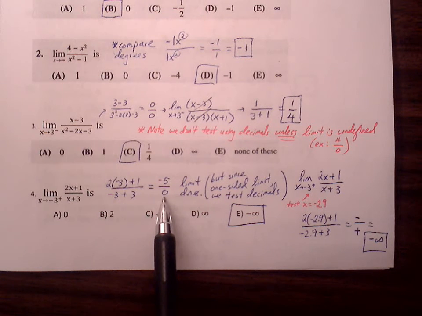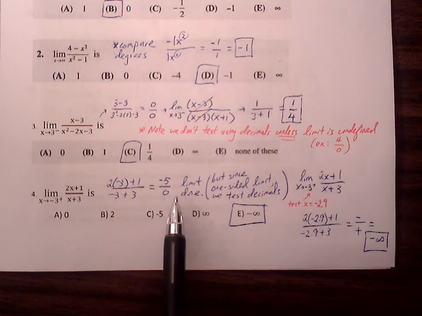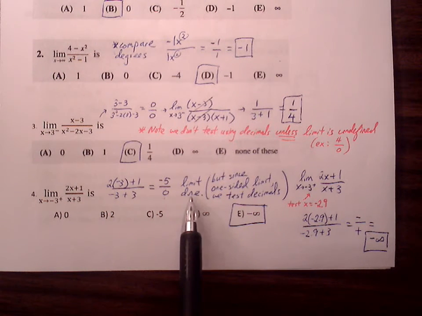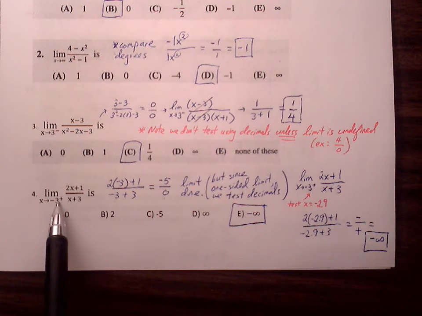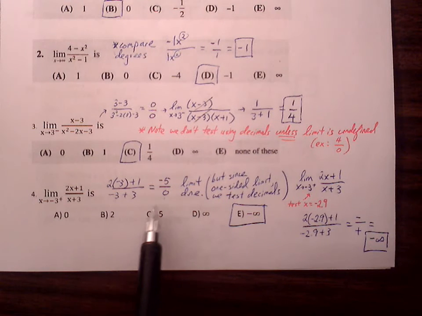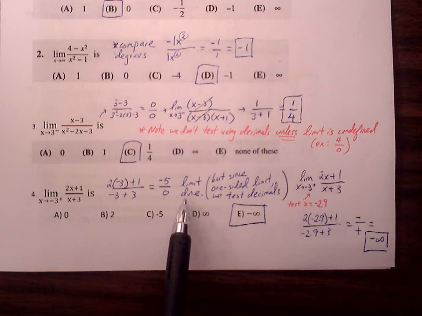There is a vertical asymptote at x equals negative 3. However, we don't provide our answer as doesn't exist because we look back and we see it's a one-sided limit. We want to know, how is the graph moving towards that asymptote? Is it going to positive infinity or is it going to negative infinity?